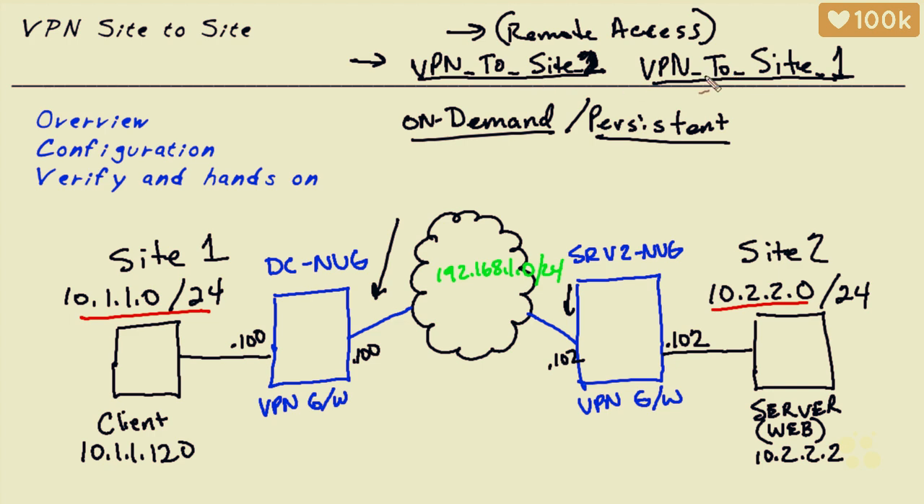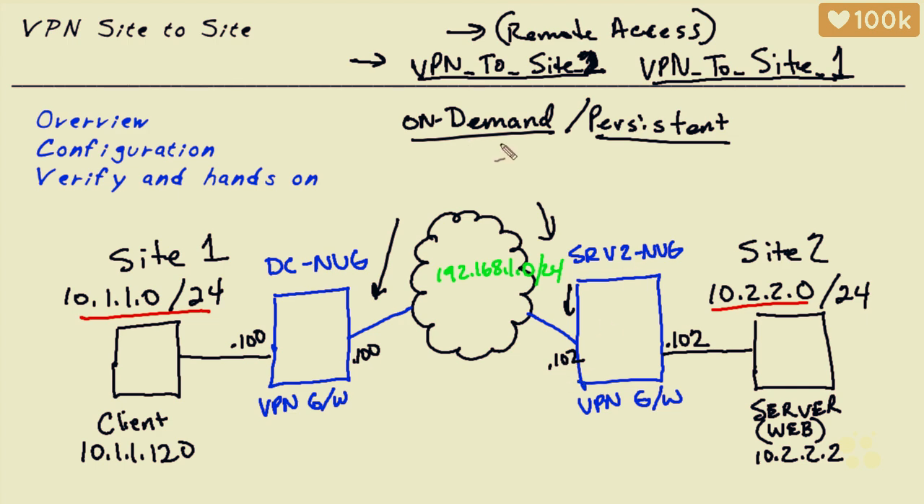Because if those accounts, either directly or through a network policy, don't have the ability to connect to a server, then when the two sides try to initiate and build the tunnel, it's going to fail. And one other piece that we also need to do that's quite important here is we need to set up routing. So DC-NUG and Server 2 both are on the 192.168.1 network. It's representing our cloud here. DC-NUG is at .100, Server 2 is at .102.